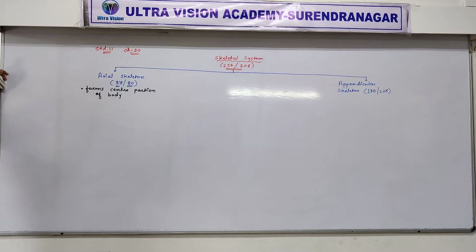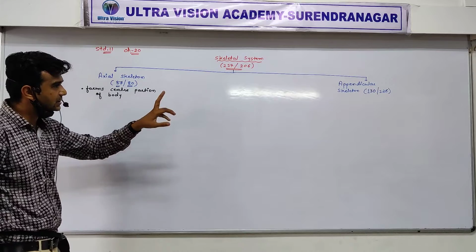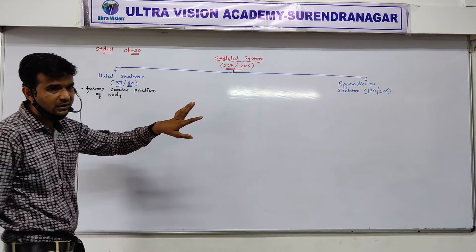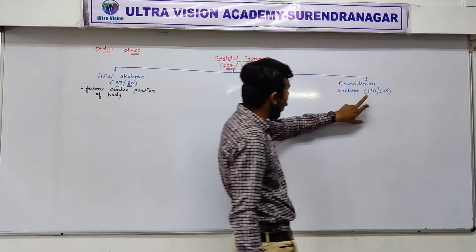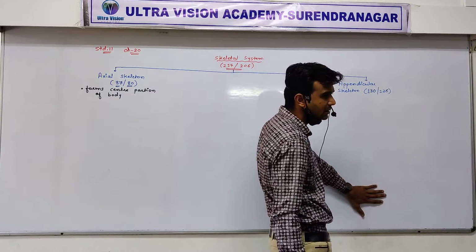4 bones difference is there in the appendicular and 7 bones difference is there in the axial. In this way 11 bones difference is there. So actually axial skeleton consists 80 bones and appendicular consists 126 bones. But we counted first 130. So how 130 become 126? That I will explain you in this skeleton.